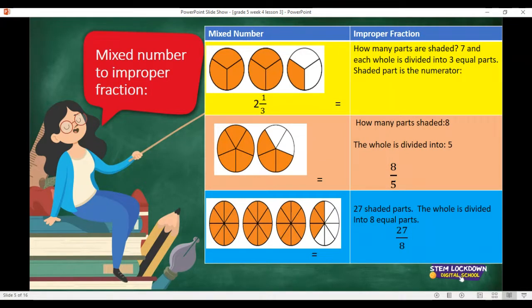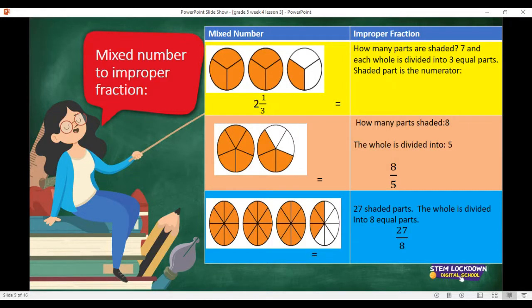So then what I want you guys to do, so then how do we write it as an improper fraction? How do we write it? So I'm going to wait for you there. Okay, I saw yesterday, if you say over whatever, it's fine. Or some of you know how to use the fraction line, it's also fine.